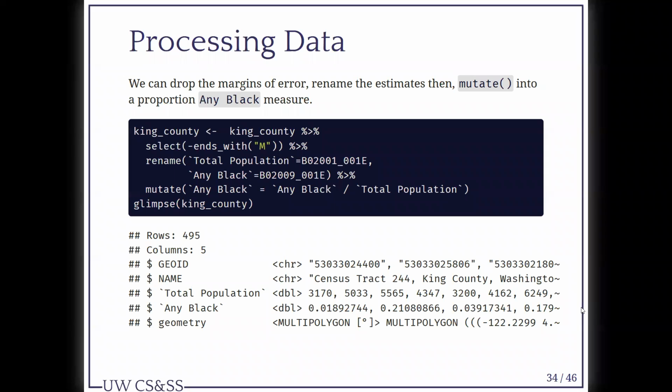Then we're going to process this. We can drop the margins of error and then rename the estimates, since we're not going to be using the margins of error, but I would like to know how to get those. And then we're going to make this an any-Black measure. So this is anybody who self-identifies as Black in King County. And then we convert it to a proportion.